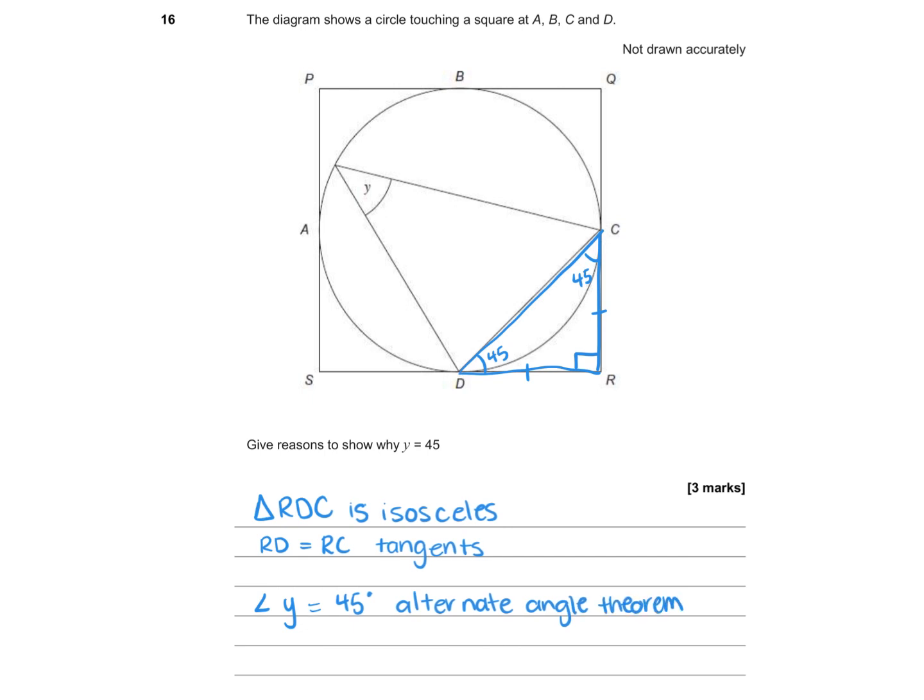And that was mostly what they were looking for in that question. So it's the idea that you had those tangents and then therefore you had an isosceles triangle.